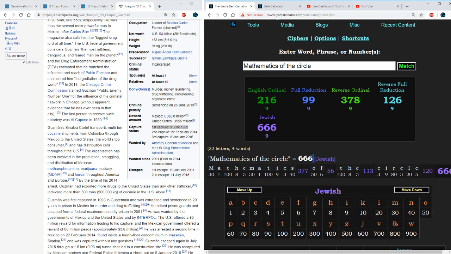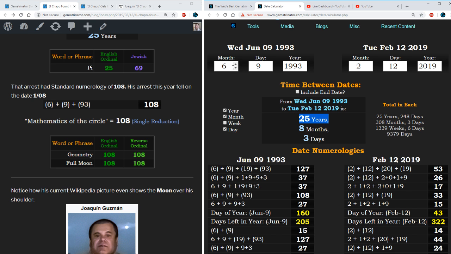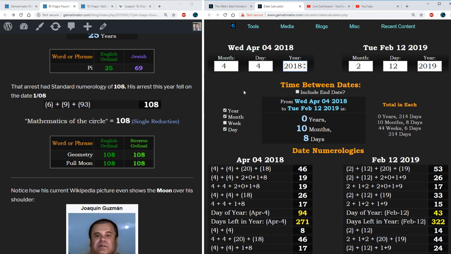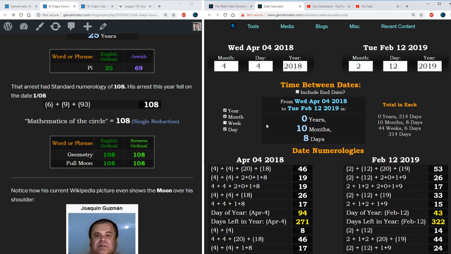Mathematics of the circle equals 666. Another phrase which recently came to my attention is mathematical perfection. Interesting, this also has a value of 666. So we mentioned how today is 314 days after El Chapo's birthday. 314 days is very commonly also 10 months and 8 days. The phrase mathematics of the circle equals 108 with the S exception. The date of his first arrest, 6 plus 9 plus 93 equals 108.